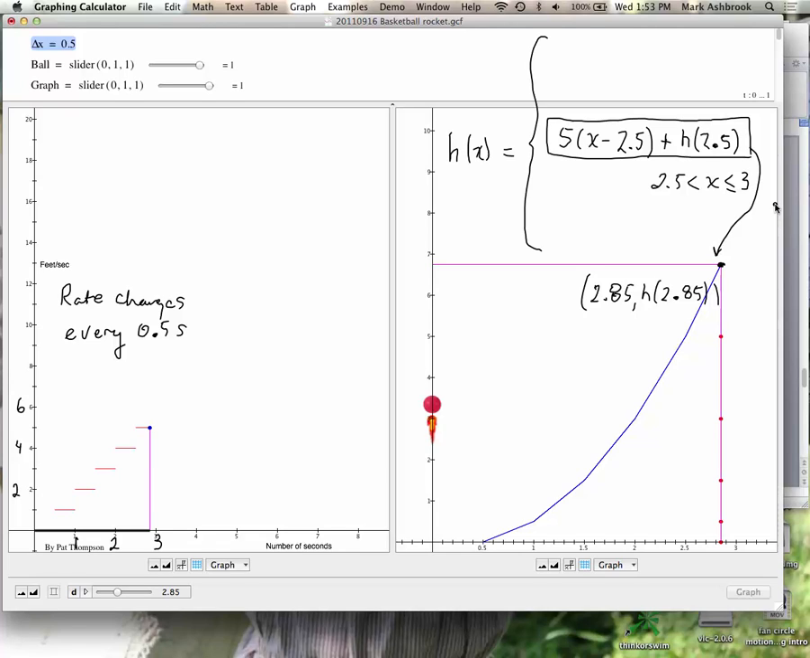So the way that we're thinking about this is h of 2.5. That's all the accumulated height up to 2.5 seconds. And then we're adding on the accumulated height in this interval, at the current rate, which is 5 feet per second. So this is the amount of height gained in the current interval, at the current rate of 5, plus all the height gained from before. And all the height gained from before would be this y value, h of whatever h of 2.5 is.